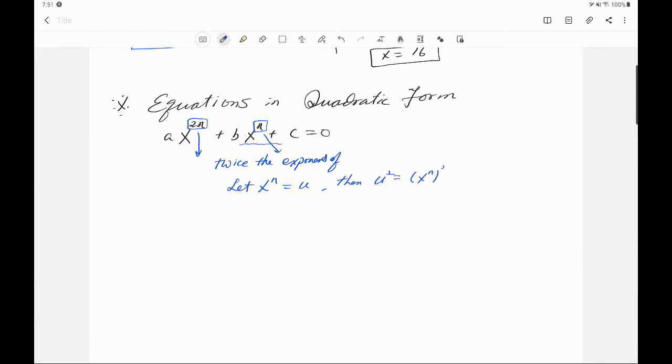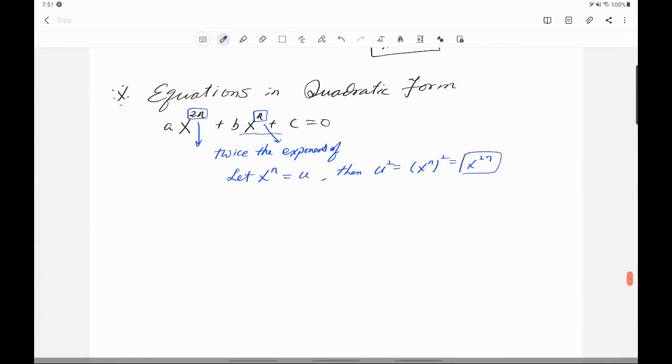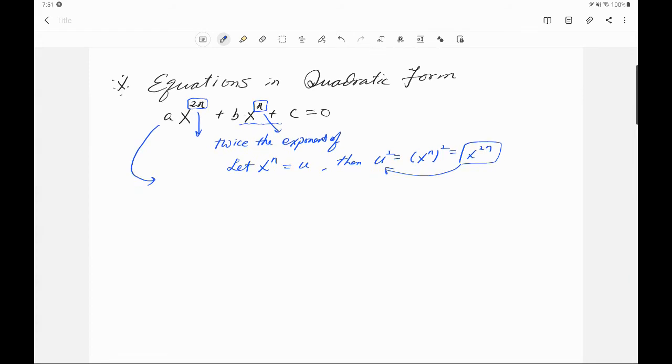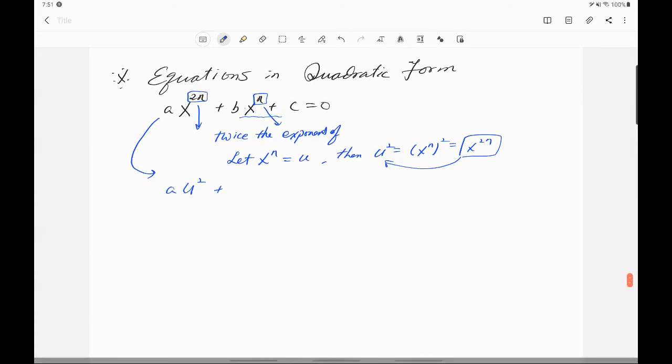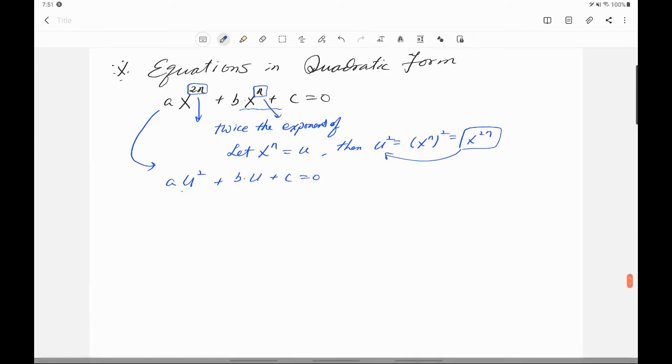X to the nth power squared, so that is x to 2n, right? So you can set x to the 2n as u squared. So we can rewrite it. So this will be a times u squared plus b times u plus c equals 0. So now we have a quadratic form, quadratic equation form. Can you see it?